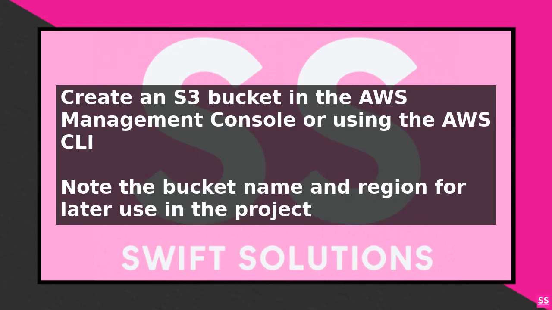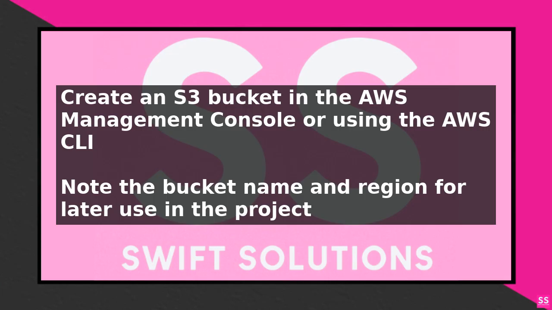Now, run the command amplify add storage to add S3 storage to your Amplify project. When prompted, select S3 as the storage option and enter the bucket name and region you created earlier. Amplify will then create the necessary IAM policies and roles to allow your application to access the S3 bucket. Run the command amplify push to deploy the changes to your AWS account.